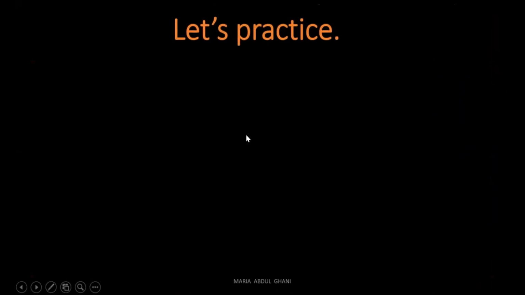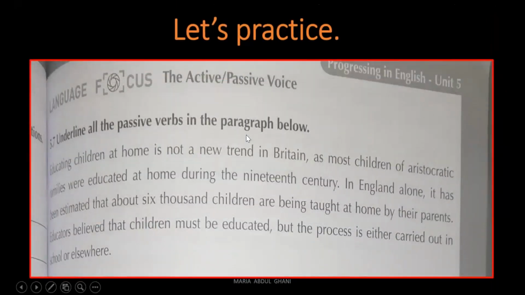Okay, let's practice. Don't open your books, please. You need to focus here with me. We have everything on this slideshow. Underline all the passive verbs in the paragraph below. I need the passive verbs. What is the rule? How do you know that the verb is passive?